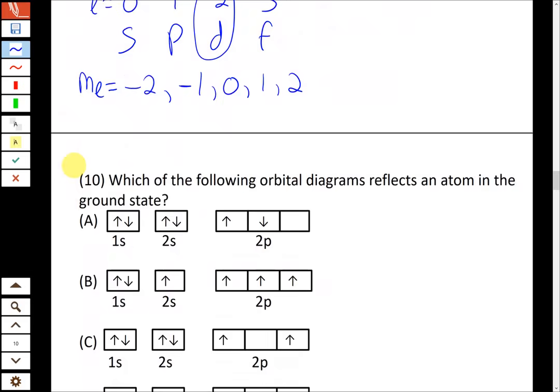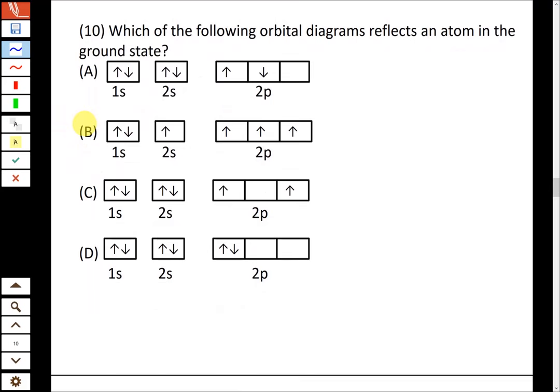All right, the next one deals with quantum numbers, but more about electron configurations. This one asks which of the following orbital diagrams reflects an atom in the ground state. Remember, ground state means the lowest energy configuration for an atom. For hydrogen, it means n equals 1, but for multi-electron atoms, the electrons are distributed into different subshells. If we follow the ordering of the periodic table, that gives us the correct order of the subshells. There are essentially 3 rules we have to make sure are being followed in these examples to state that the electron configuration is correct for the ground state of that atom.